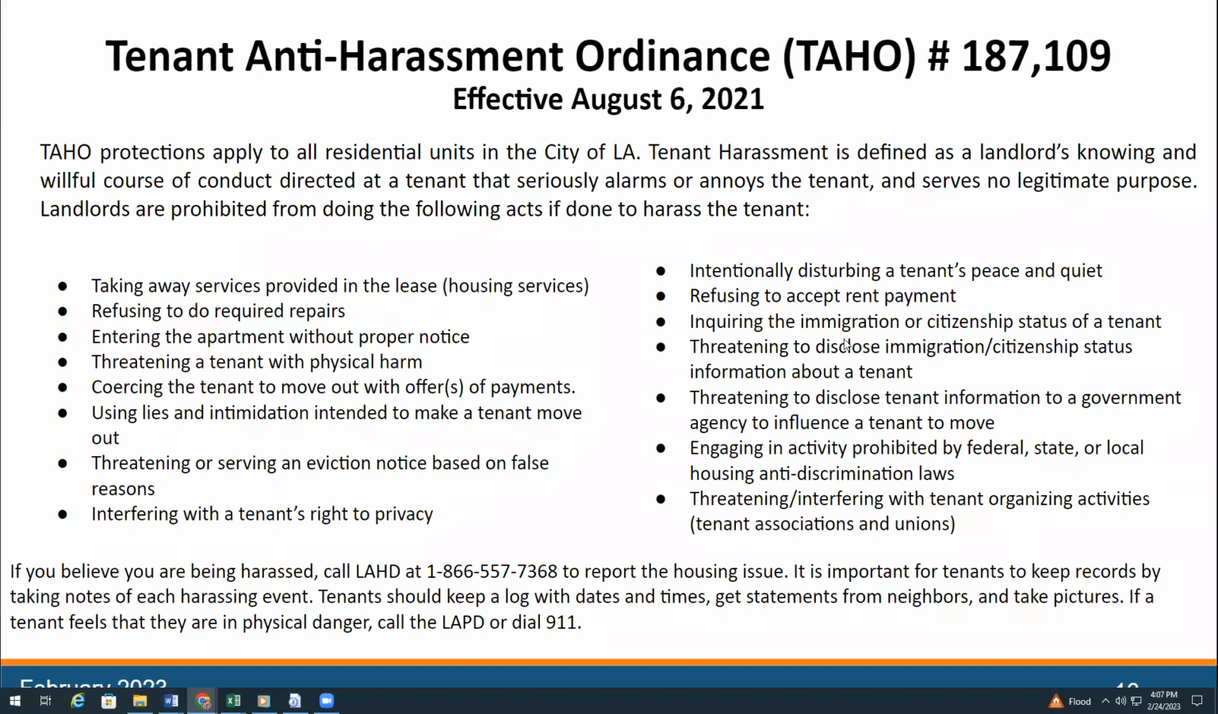And if you believe you're being harassed, we highly encourage you to file a complaint with our department. There's a toll line 866-557-7368. And toward the end of the slide, we'll cover other methods under which you can reach out to the department. If you are being harassed, it's important that tenants keep records. Important that we keep those records by taking notes of harassing events, that you log dates, times, you get statements from neighbors, video, take pictures, because that critical evidence is going to be essential for a city attorney review and possible referral.